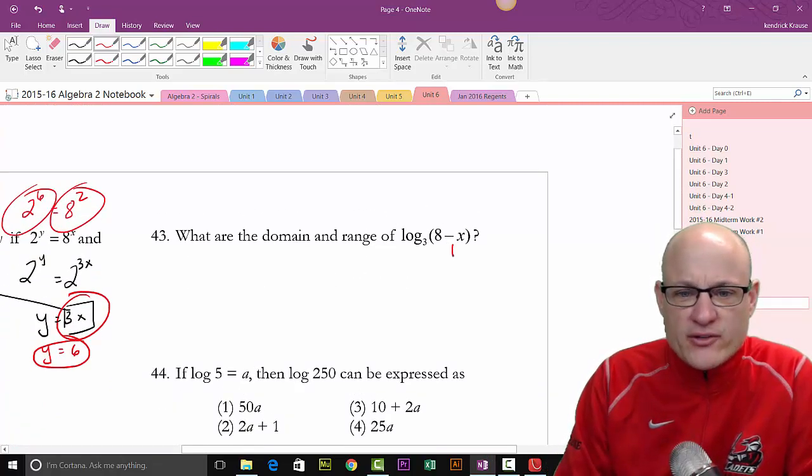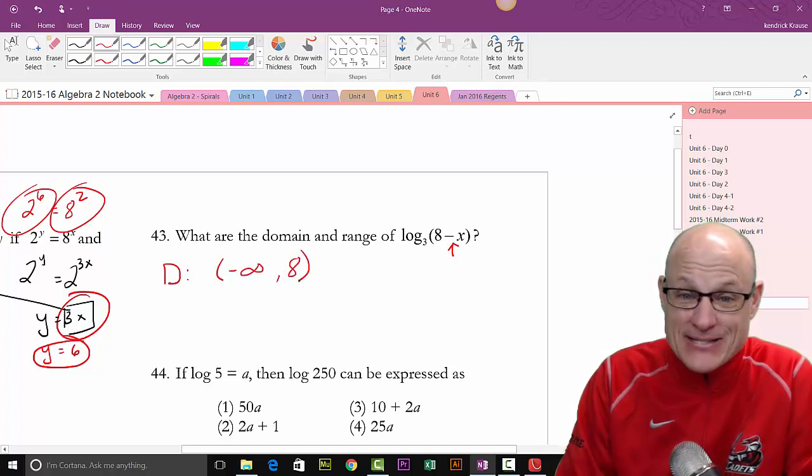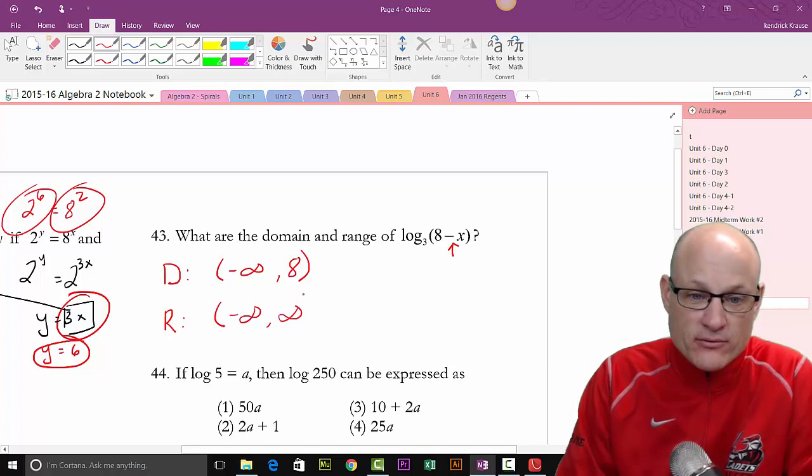Domain and range. So in this case, x can't be 8, and it can't be anything bigger than 8. So the domain in this case is negative infinity all the way up to, but not including 8. And it's a log function, so the range is all reals, or negative infinity to positive infinity.